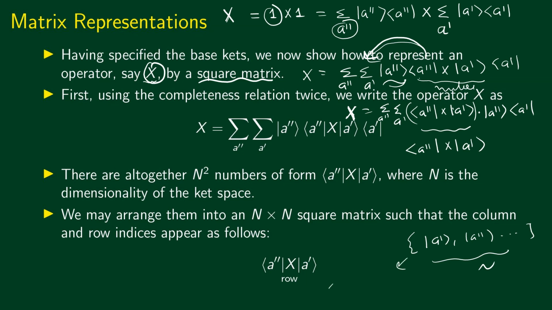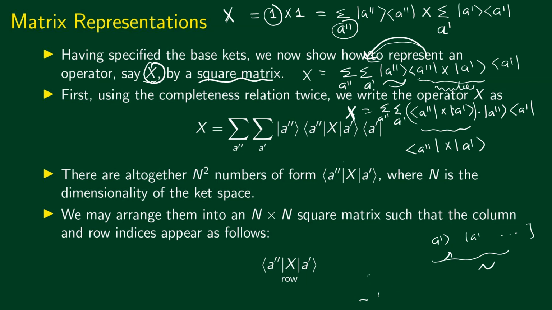Since there are n base kets, there are also n eigenbras. Okay, there are n eigenkets. There are also n eigenbras: bra a prime, bra a double prime, etc. Now, each one of these can be combined with all of these, so each one can be combined with n of these. The second one also can be combined with n of these. So in total, there are n square such numbers. How do we construct these numbers? You pick a bra from this set, write x, and then you pick a ket from this set. And then you can construct n square such numbers. Here n is the dimensionality of the ket space.